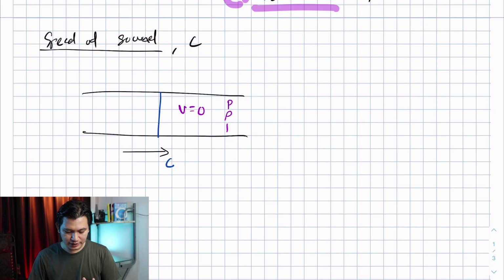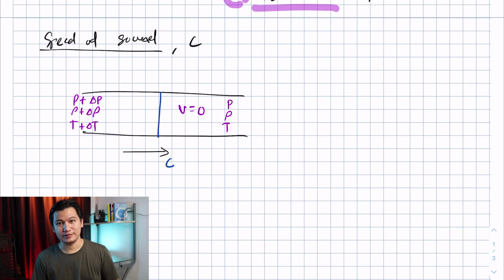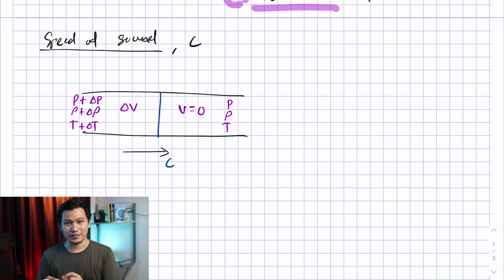And let's say to the right side of this pipe, I have my pressure, my density, and also my temperature. But on the left-hand side of the pressure wave, there is a change in pressure, density, and temperature. Okay, and I'm going to call this P plus delta P, rho plus delta rho, and temperature plus delta temperature. Also, when the pressure wave has gone through the pipe, it will excite some of the particles so that they also move at a velocity of delta V. Right, there is some little movement behind.